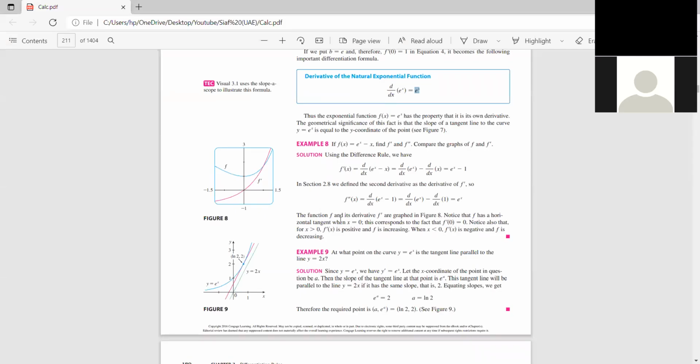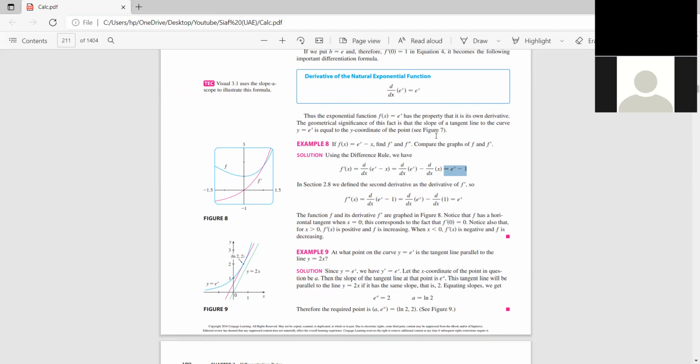So this was example 8 on the exponential function. The derivative of f of x equals e^x minus x. They are differentiating the function here. So the derivative of e^x is itself, e^x, which they have written here, and the derivative of x is 1. So the answer is e^x minus 1. Is it clear? Yes. Okay.